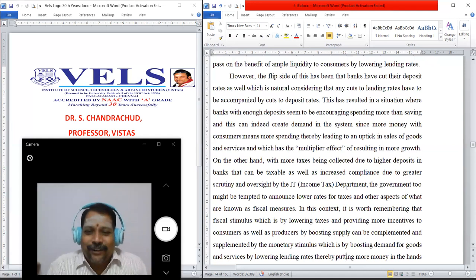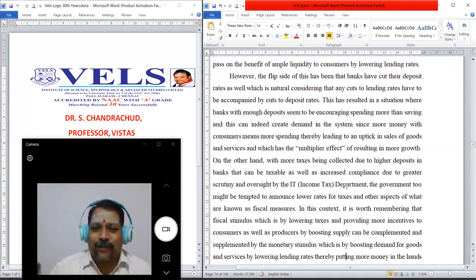So this twin effect makes the Indian economy a little bit troubled for the next 2-3 quarters of financial accounting. This particular thing we should keep in mind. One of the advantages is the fiscal measure.